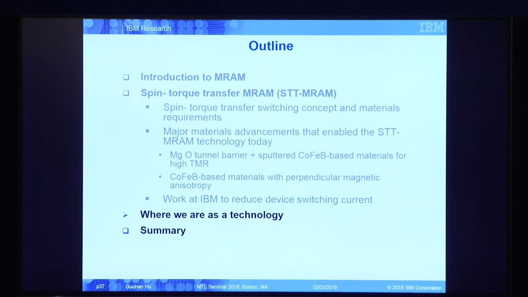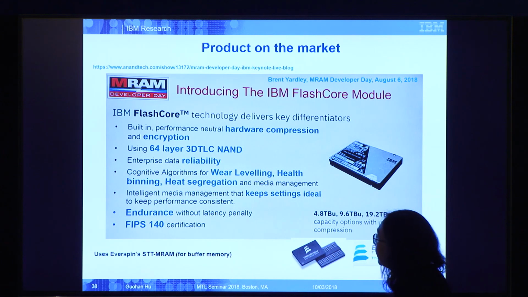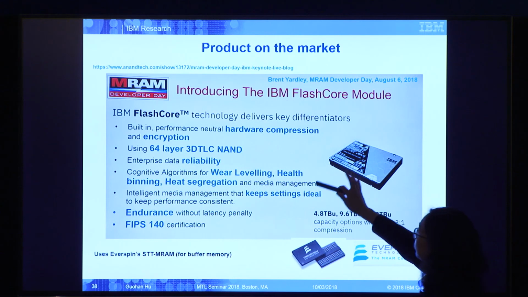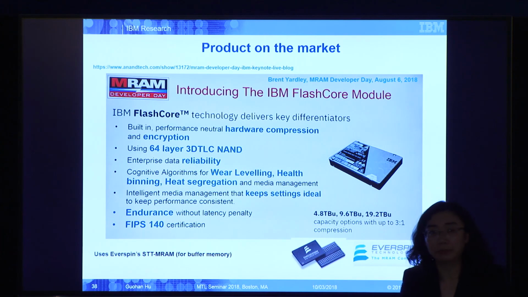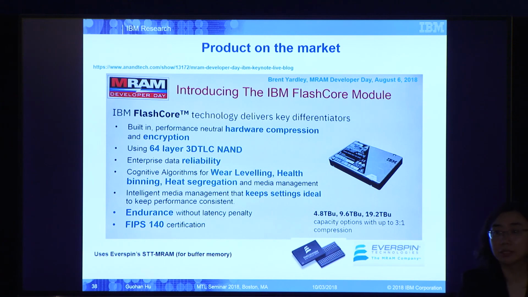Now I want to give you a brief view on where we are as a technology. First, there are products on the market already. The standalone 256 meg product exists already. It's a standalone memory. And actually, the IBM system already used this as a buffer memory in our systems, in this announcement from August. The product from Everspin is standalone. What it means is they may use a low process temperature other than 400 degrees C.